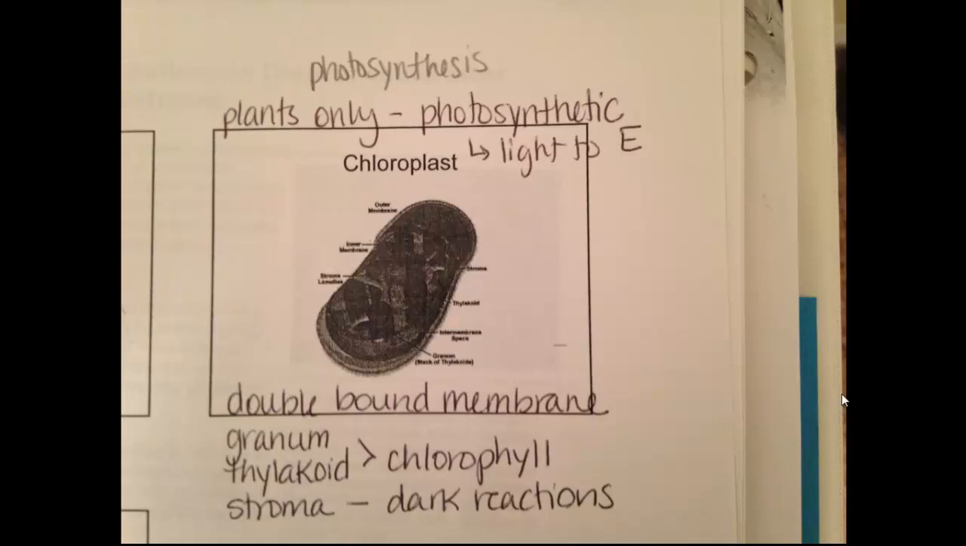The chloroplasts are only in plants. Chloroplast is the main organelle that goes through the process of photosynthesis. Inside of a chloroplast, there is something called chlorophyll. Chlorophyll is what's going to capture that energy, and we're going to learn about this a little bit later on too, more specifically with the photosynthesis.